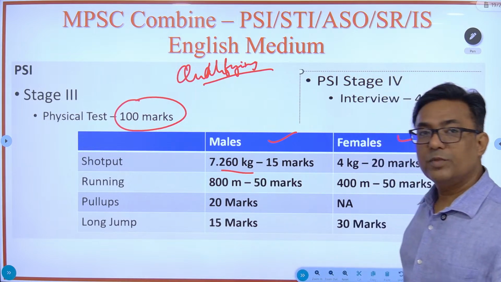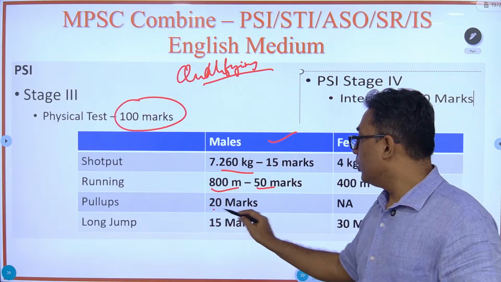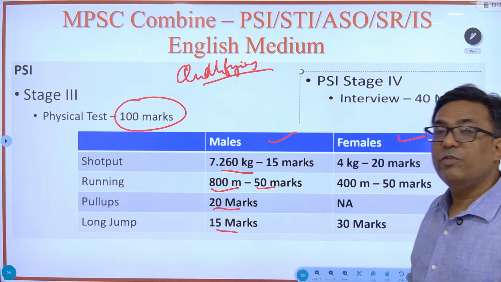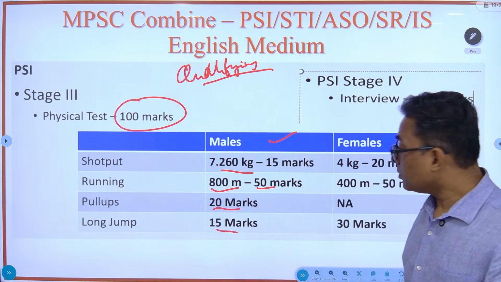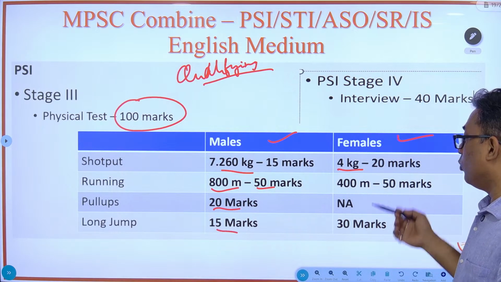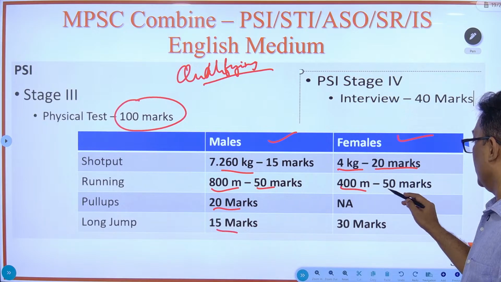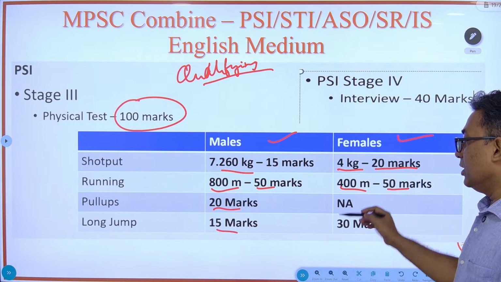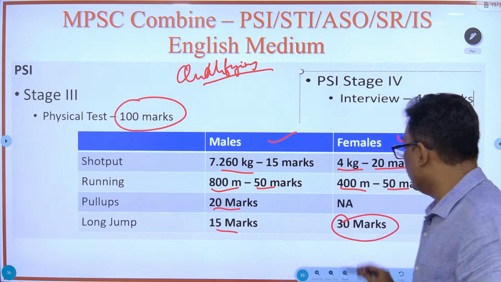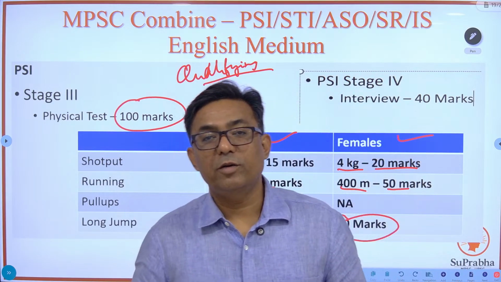शॉर्टपुट आहे, त्याला 15 मार्क आहेत. 800 मीटर्स रनिंग आहे, 50 मार्क्स. पुलअप्स 20 मार्क्स आणि लॉंग जम्प 15 मार्क्स. That is for males. टोटल 100 मार्क्स. फिमेलसाठी शॉर्टपुट is for 4 kg. ओके, 20 मार्क्स. 400 meters race 50 marks and you have long jump for 30 marks. So in a sense both of them will be having 100 marks physical test.